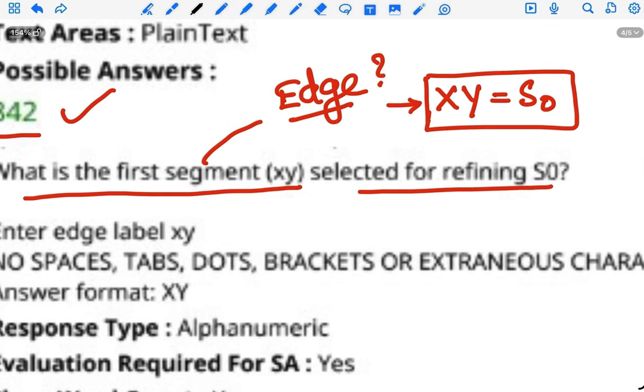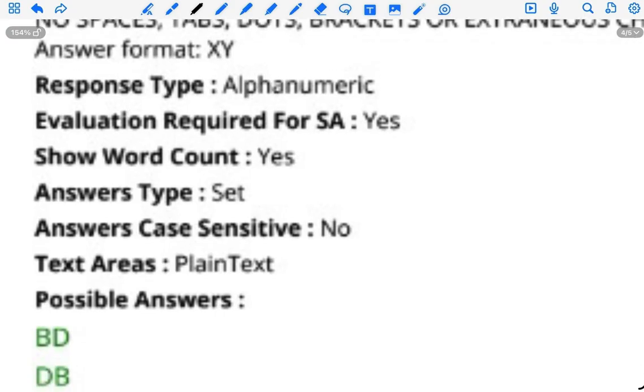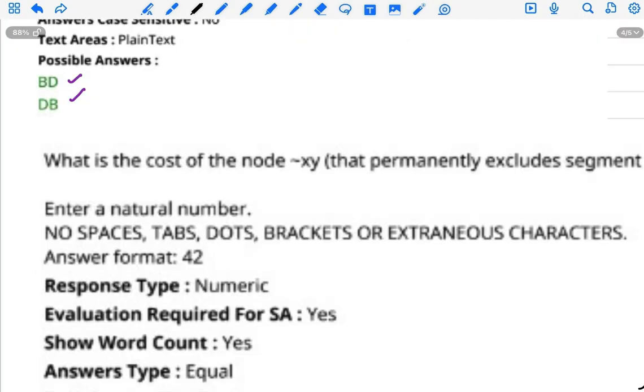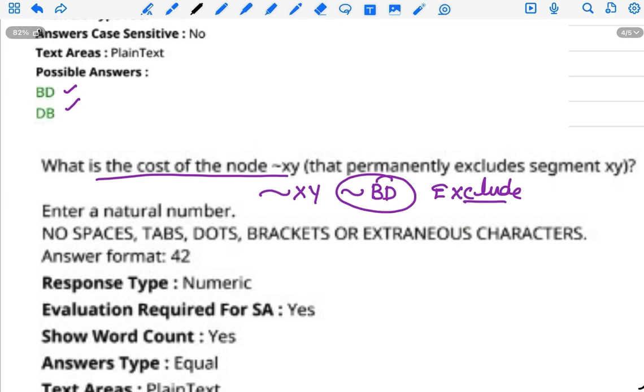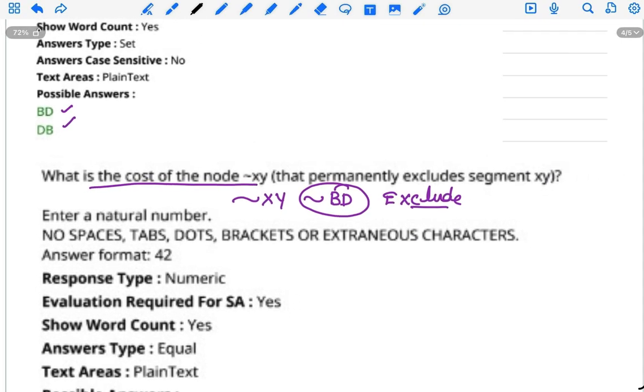So what is the first segment XY selected for refining X0? So S0 is X0, which is BD, right? We are selecting the first edge BD with distance 40. Answer is BD or DB. You can select anyone. Okay, answer the cost of the node X. Node exclude XY. That is exclude BD. So don't include. So exclude this segment. What is the cost of this segment XY?